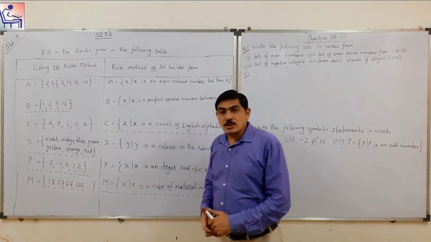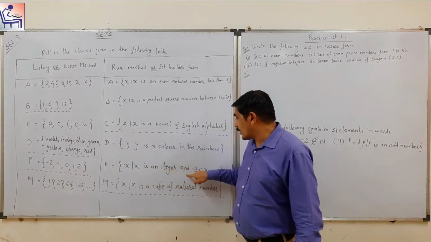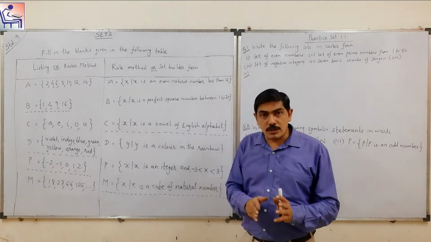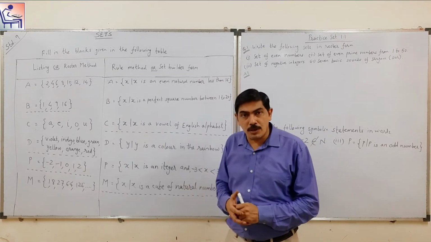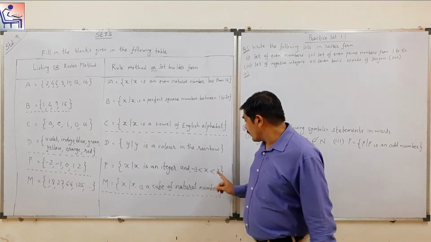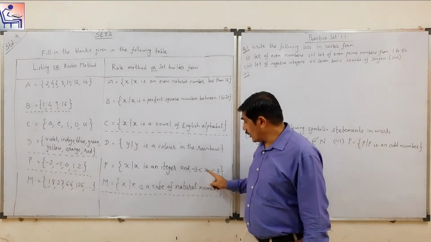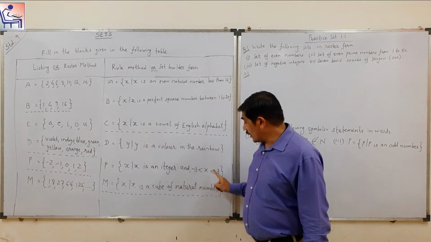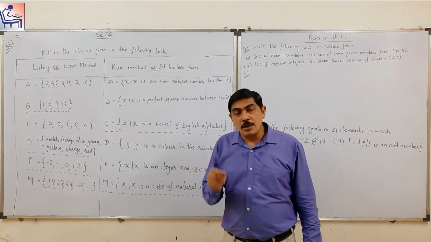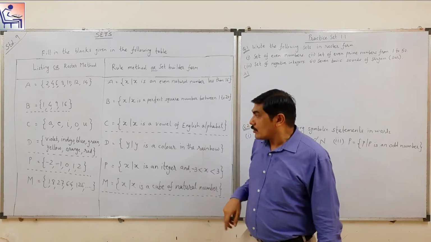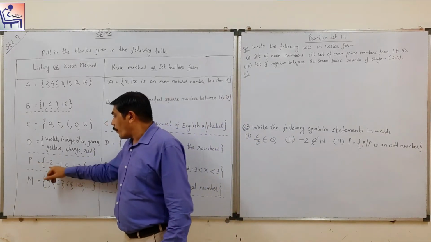And now the next one. P is a set of all X such that X is an integer. Integer covers all negative numbers, 0, and all positive numbers. But here it is given as it is more than -3 but less than 3. X is more than -3 but less than 3. So we will write the elements of set P as -2.